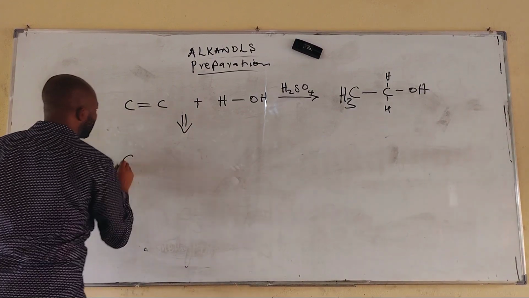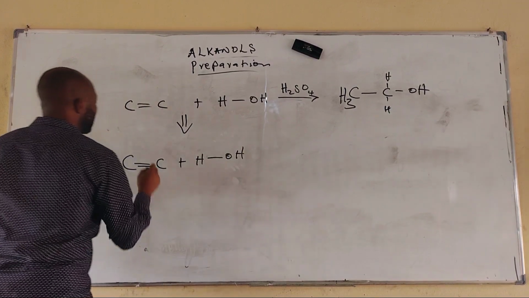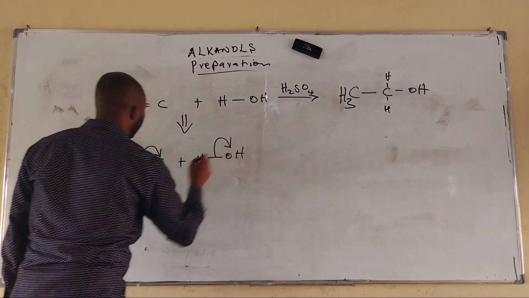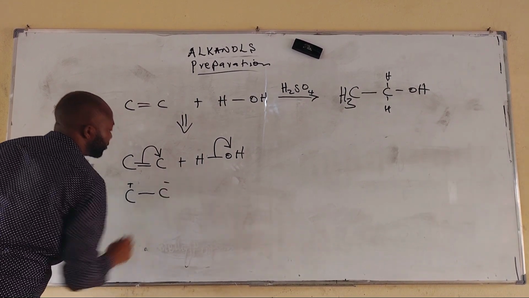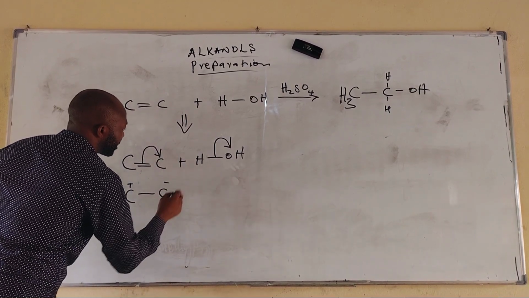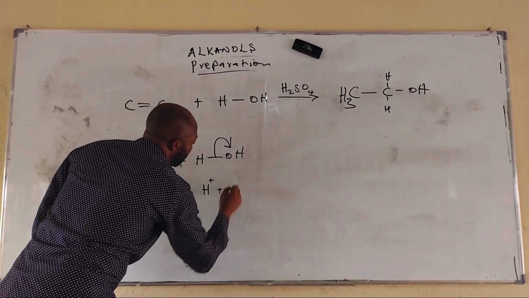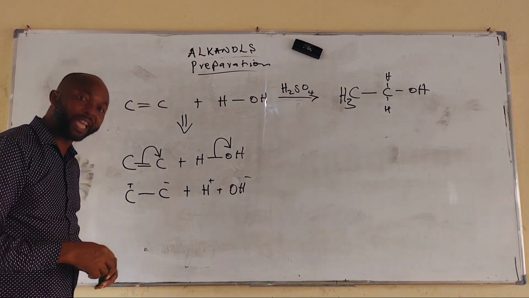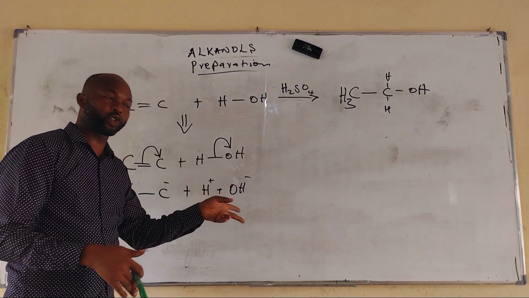How does that happen? This is C double bond C plus H-OH. This bond will move to give out its bond, and this will also give out its own bond. We have a carbon which is positive, since it has given out, and another carbon which is negative, now looking for another to balance that. Then the hydrogen which has given out becomes positive, and the OH which has received becomes negative. And in chemistry, or in science generally, we've been told that positive charge attracts the negative.